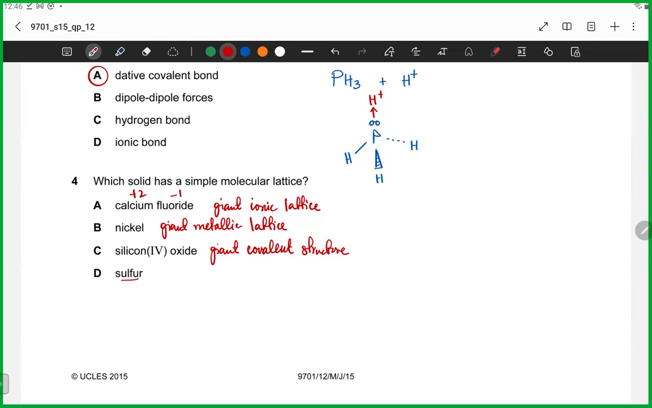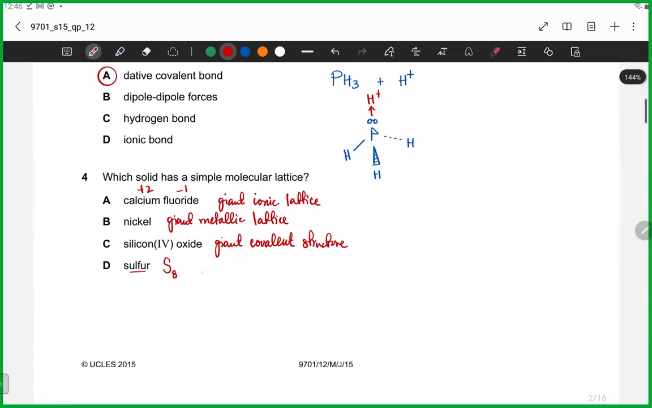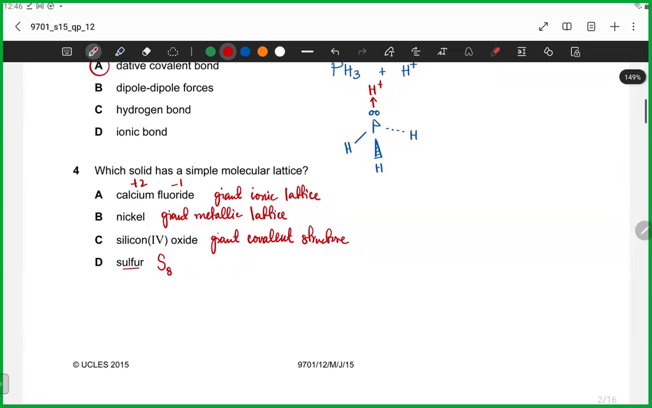What is sulfur? What is the formula of sulfur? Sulfur is S2, no, it's S8 actually. Remember in organic chemistry, sulfur has a lot of van der Waals forces. Yes, it's a simple molecular structure, right? Yeah.